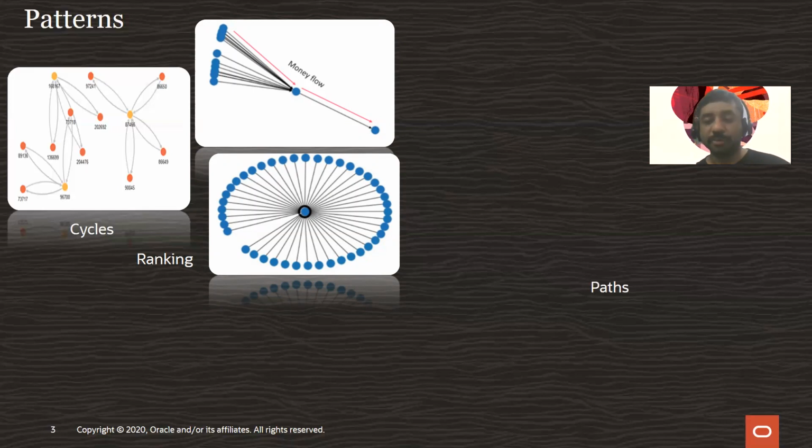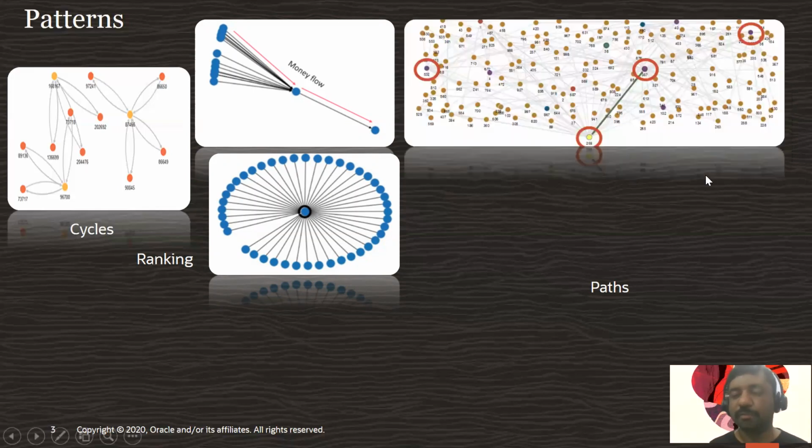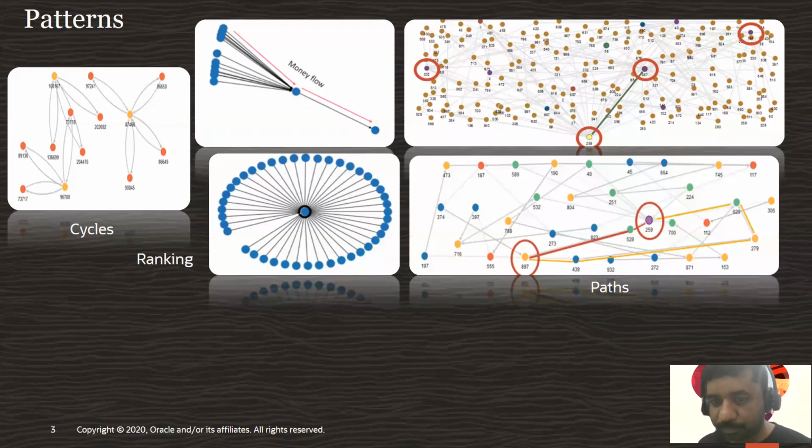The next pattern is paths. So let's say, for example, if we have a lot of transactions between a lot of customer accounts or nodes, and what if we find that there are 4 customer accounts associated with most of these transactions, and out of which 2 of the nodes are directly connected? Can we draw a pattern?